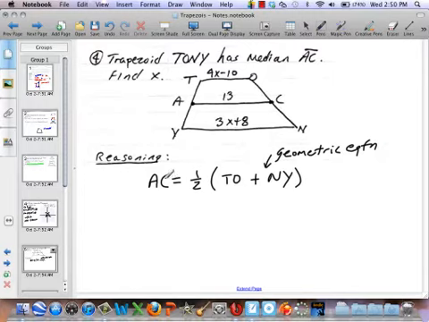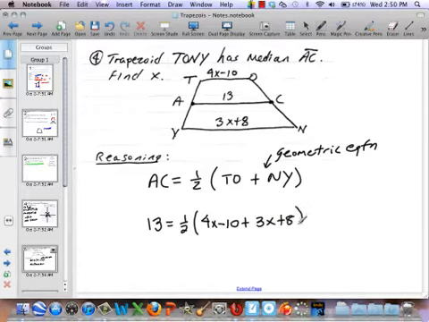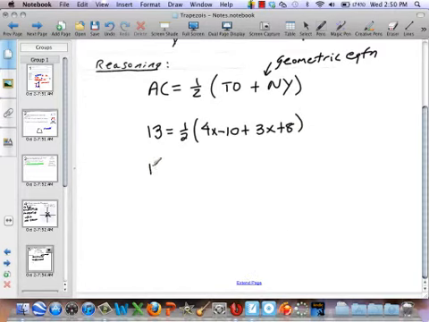What's the length of AC? AC is 13. 13 equals half of, what's TO? TO is 4x minus 10, plus 3x plus 8. So then I've got 13 is equal to half of 7x minus 2.